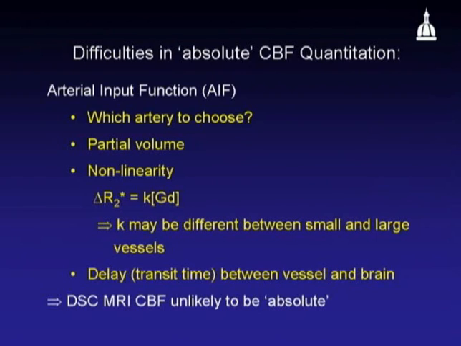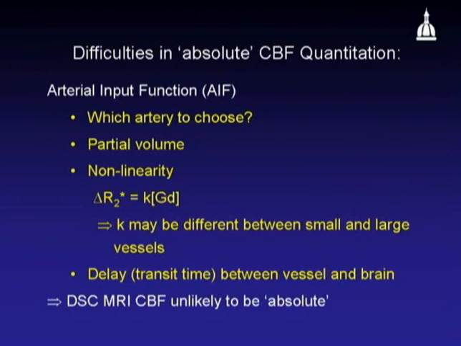Well, one question is which artery should you choose? And this is something I struggle with all the time. You have a stroke with an occluded middle cerebral artery. There's no signal there, so what do you use? Most people use the contralateral MCA, but it's arguable as to whether that's really correct or not. There's a major problem with partial volume with this technique, because if you think about a large vessel, maybe 1 or 2 millimeters in diameter, that is smaller than our MRI pixel size. Typically, we do these with slices of 5 millimeters thickness. So you always have partial volume. You can never really get a pure arterial input function.